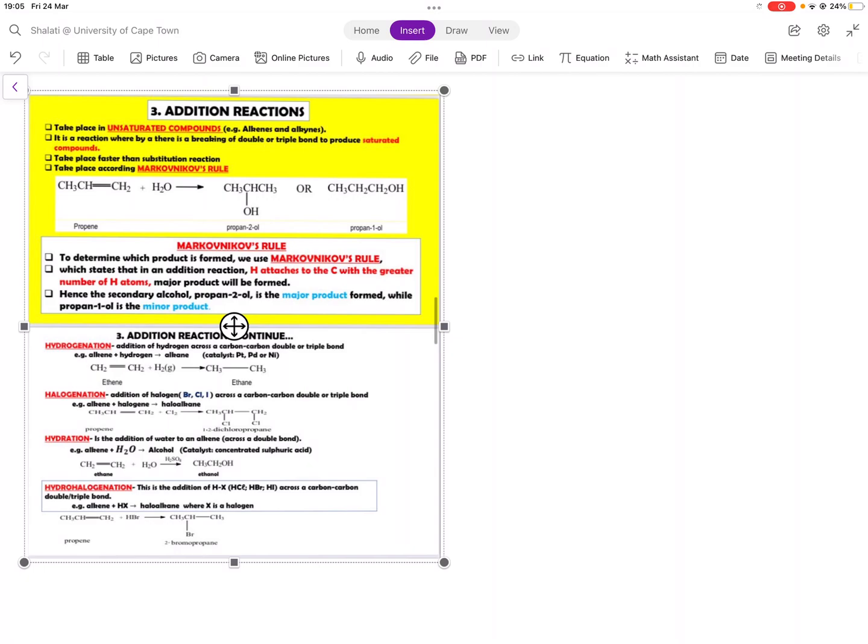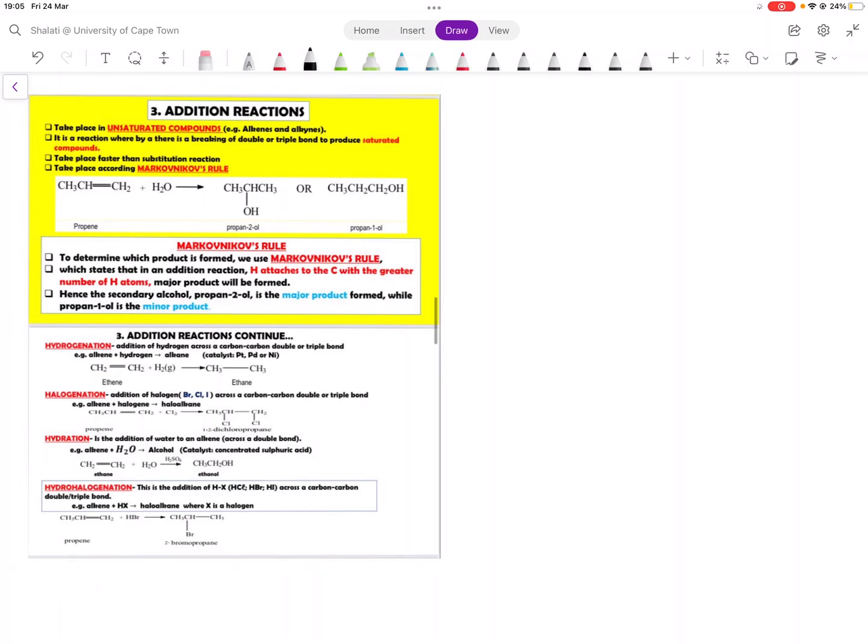So we're gonna start with the first one, which is hydrogenation. Firstly, I need to discuss what the conditions are. The condition for addition reactions is that they only take place in unsaturated compounds. So you need to know that. That's why it's highlighted red. If you're taking notes, you must highlight it red so you don't forget when you revise. Unsaturated compounds simply means the bonds between the carbon and carbon are double bonds or triple bonds, unlike the saturated carbons where it's only single bonds.